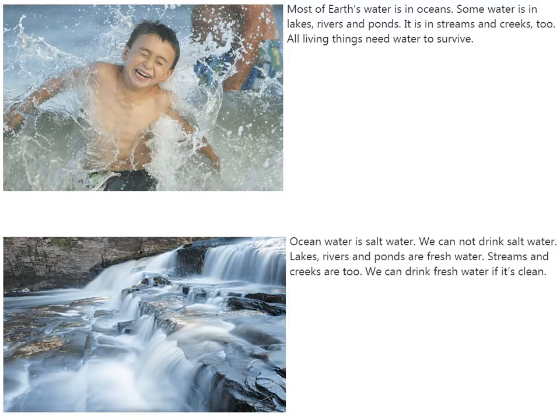Ocean water is salt water. We cannot drink salt water. Lakes, rivers, and ponds are fresh water. Streams and creeks are too. We can drink fresh water if it's clean. Okay, oh, this is making me so thirsty. Okay, so let's learn a little bit about rivers.